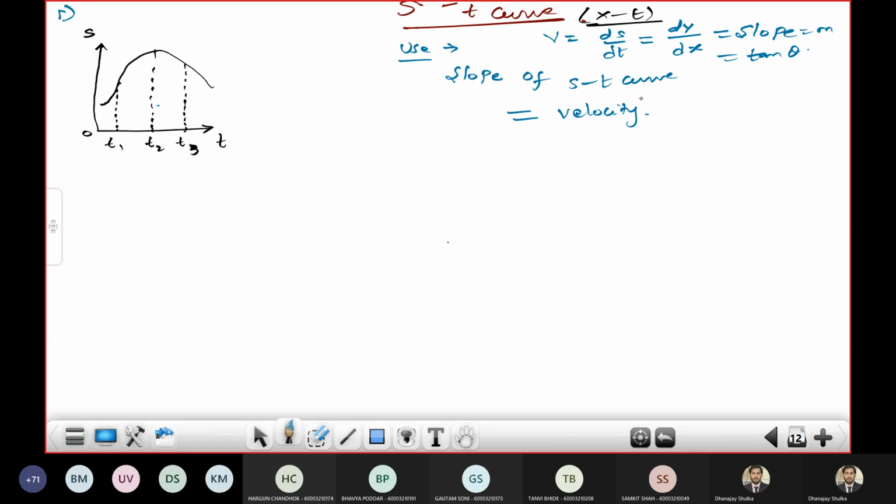Yes, sir. The slope of this ST curve will give me the velocity. This is the first thing to note here. So how can I mark the slope here? The slope is marked just by drawing the tangent to the curve.